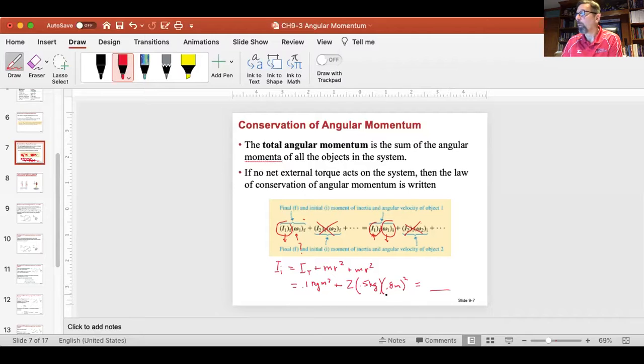Okay, well, do that. What changes then? The only thing that changes in the final moment of inertia is that number goes to 0.4 meters, right? Brings it from 80 centimeters into about here at about 40 centimeters from the axis that they're spinning around. So that changes the moment of inertia. The final one should be less than because of that.